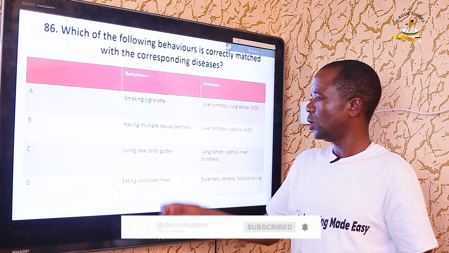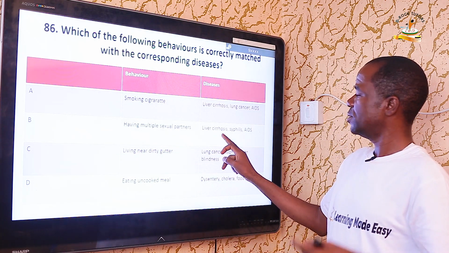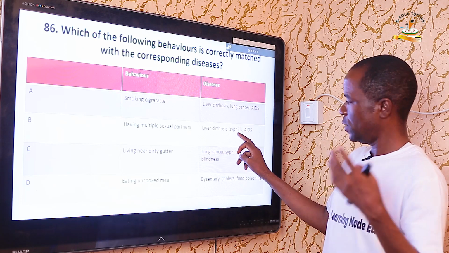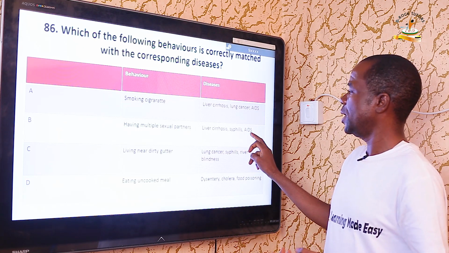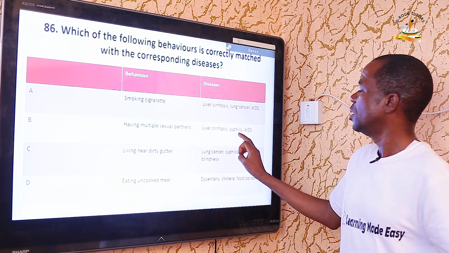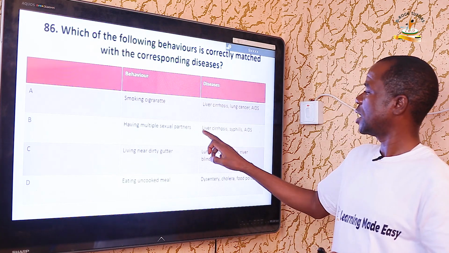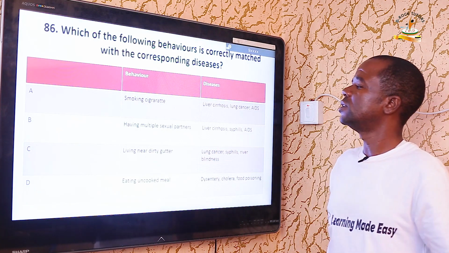So let's look at option B. Having multiple sexual partners, can it cause liver cirrhosis? It can't. Can it cause syphilis? It can, definitely. And AIDS. Even though having multiple partners can cause syphilis, which is a bacterial disease caused by Treponema pallidum, and AIDS, it cannot cause liver cirrhosis. So option B is incorrect.